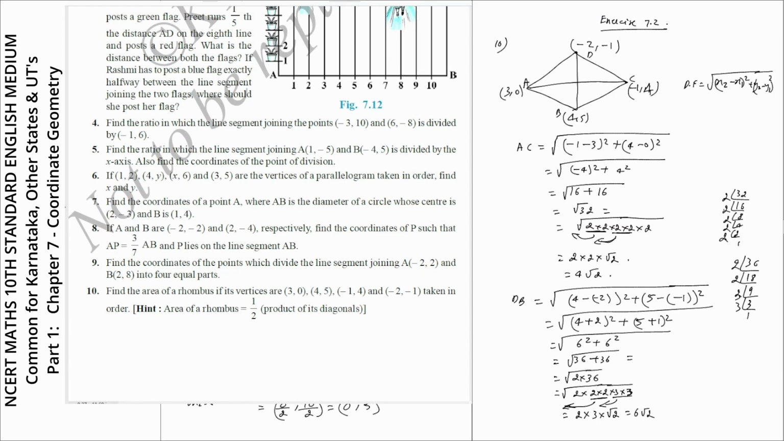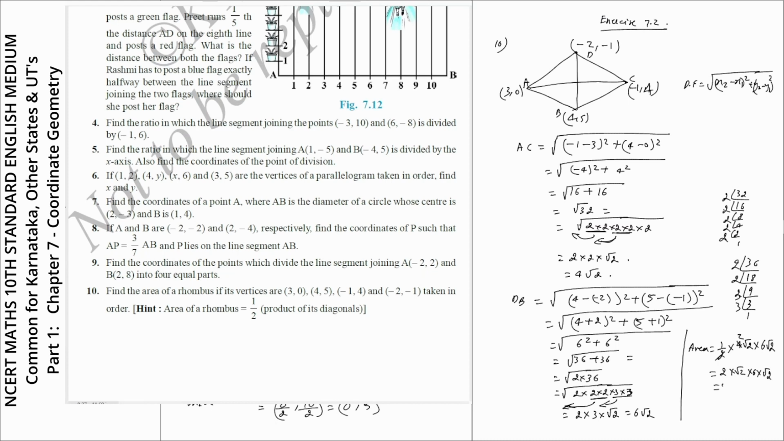6 root 2. Now what is the area of the rhombus? Area of the rhombus is given by half into product of the diagonal. First diagonal is 4 root 2. Second diagonal is 6 root 2. So here 2 1s are 2, 2 2s are 4. Now again 2. So I am left with 2 into root 2 into 6 into root 2.